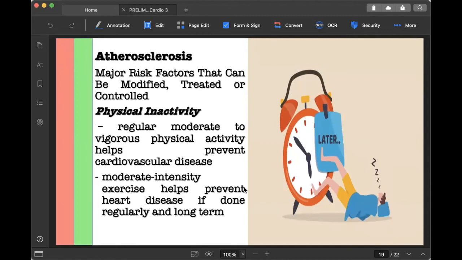Now, regular, moderate to vigorous physical activity helps prevent cardiovascular disease. That is why it is always recommended for all of us to have at least 30 minutes of exercise per day, whether you just do brisk walking, jogging, yoga, or playing your favorite sport. 30 minutes is already a great amount of time for you to prevent having atherosclerosis. Okay.